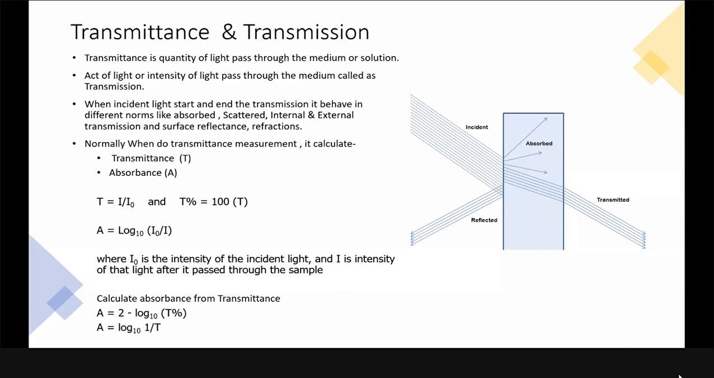And if you want to calculate the absorbance value, it is log10 of total light divided by transmitted light, I0 upon I. There is also a formula to calculate the absorbance value from the transmittance value. This is 2 minus log10 of T percentage, and another second formula is A equals log10 of 1 over T. So this is a simple formula. It is to be understood because all these things take place through software. We just measure and everything is available in software. To understand what calculation is behind this whole process, we just added those calculations.